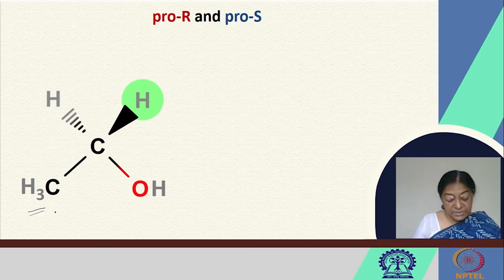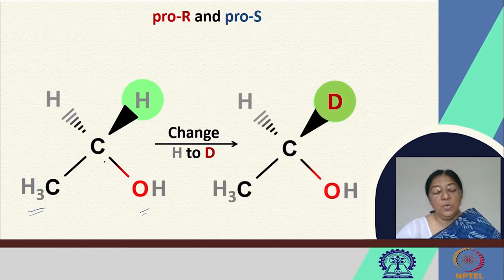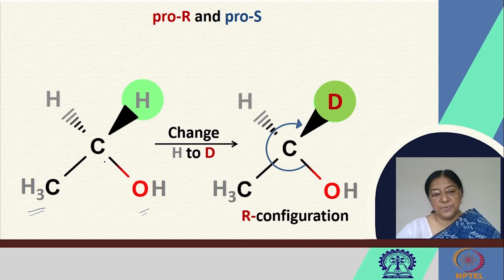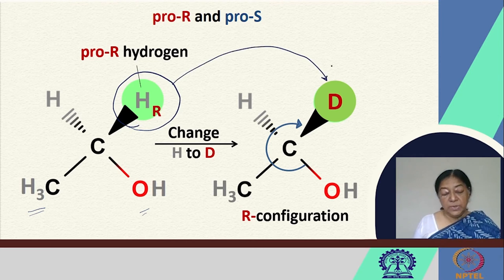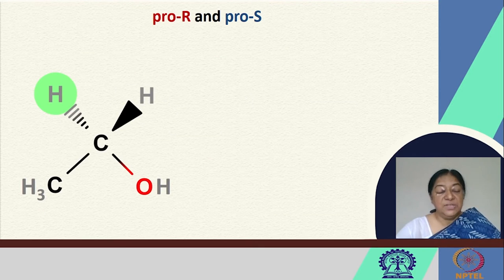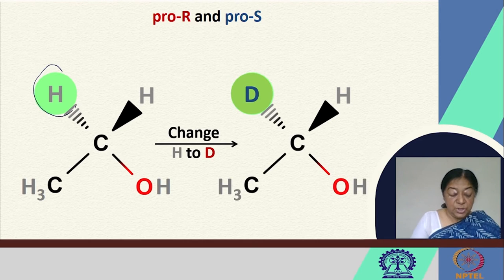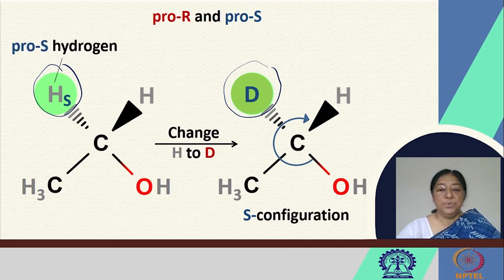So now if we have a representative structure that tells us that this is our CH3CH2OH, our ethanol. What is going to happen here is if we change H to D, then we will have this specific conformation. We now have a chiral carbon. We have an R configuration. This means that since we change this particular hydrogen to the deuterium, the change of H to D has resulted in the R configuration. So this is called the pro-R hydrogen. Similarly, if we have the change of the other hydrogen to deuterium, we result in an S configuration. This S configuration for the carbon means that the specific hydrogen is the pro-S hydrogen.